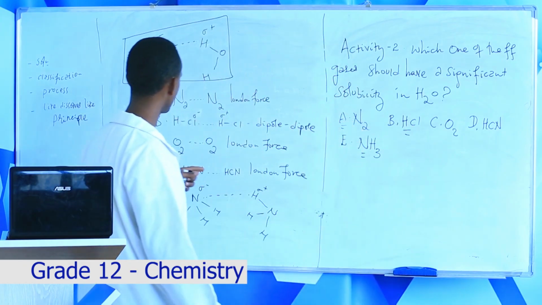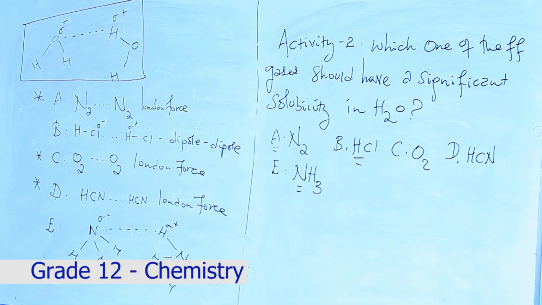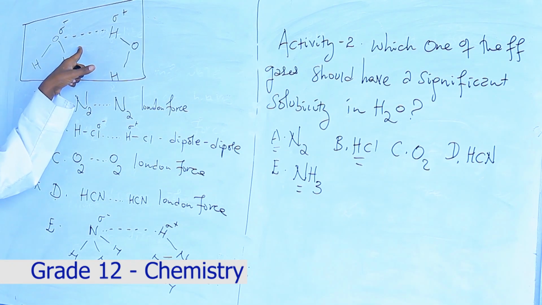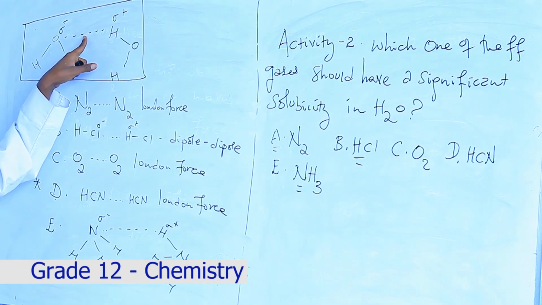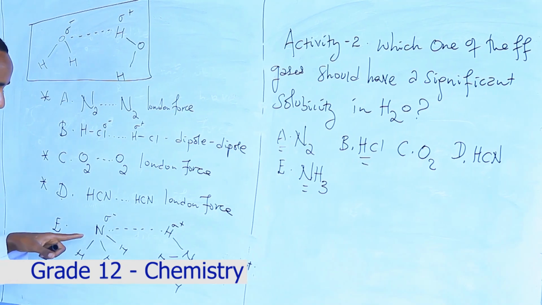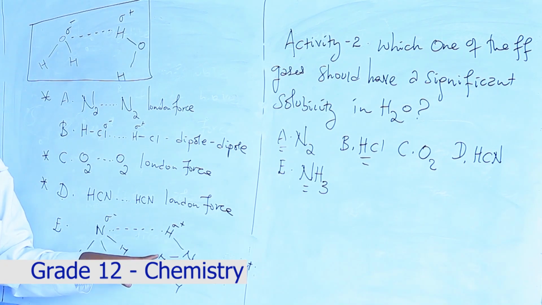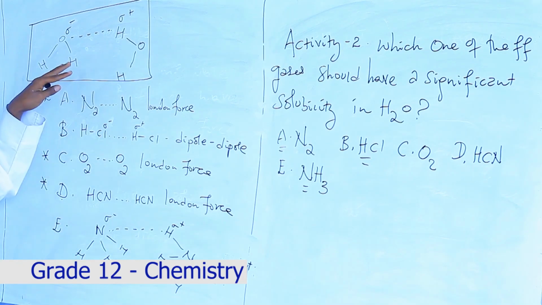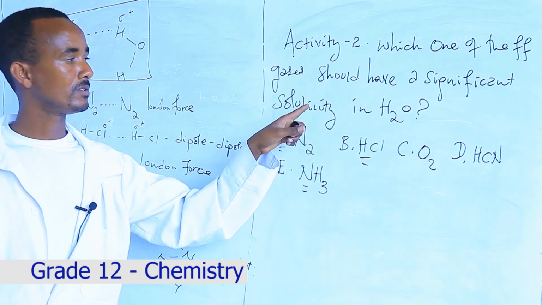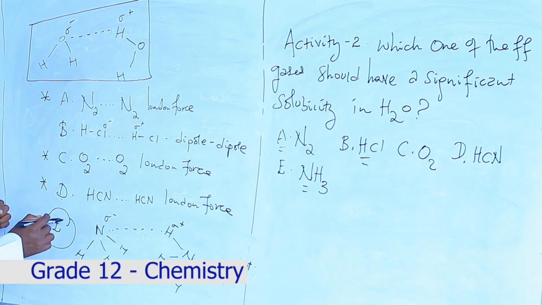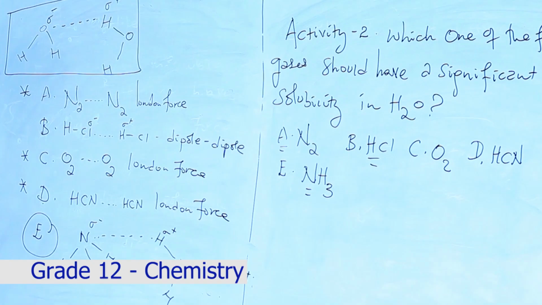Okay. So when you consider HCl and ammonia, both are polar molecules, but the intermolecular force that exists between the ammonia molecules is similar to that of water, exactly the same. Because the intermolecular force between water molecules is hydrogen bond, and also the intermolecular force between ammonia molecules is hydrogen bond. Therefore, of the gases given here, ammonia has a significant solubility in water according to the principle known as like dissolves like. Okay.